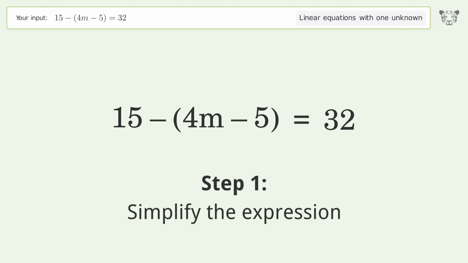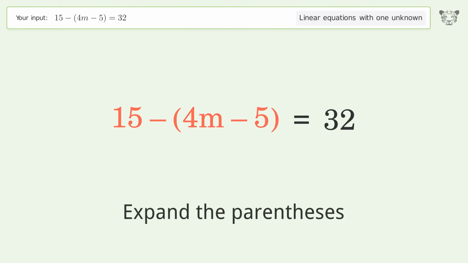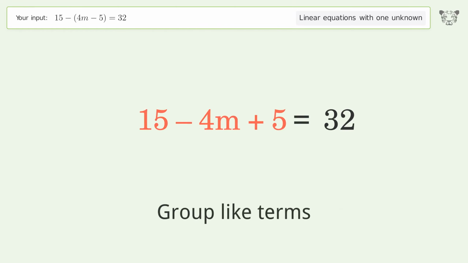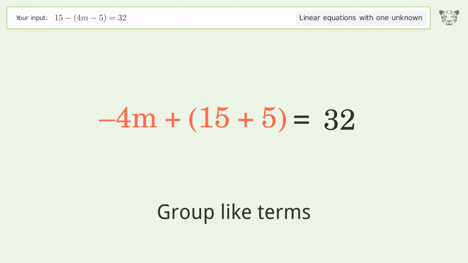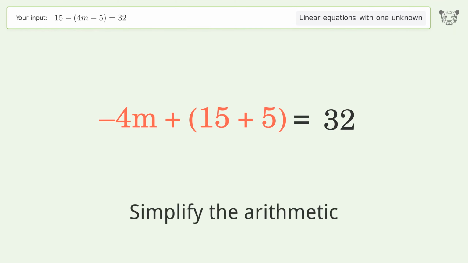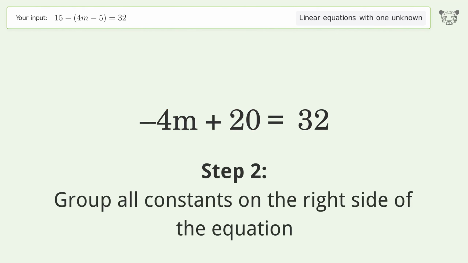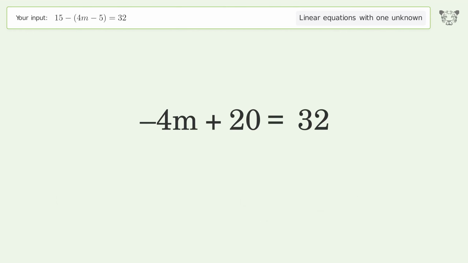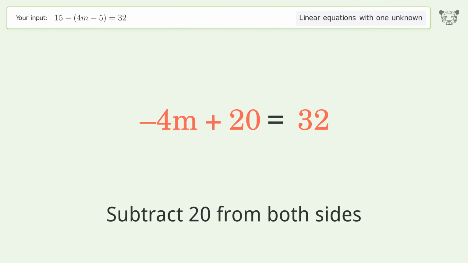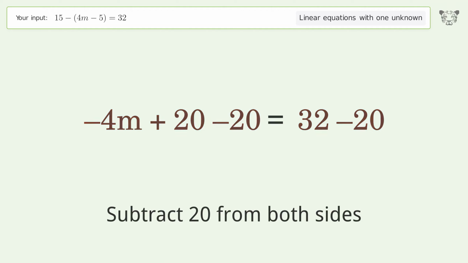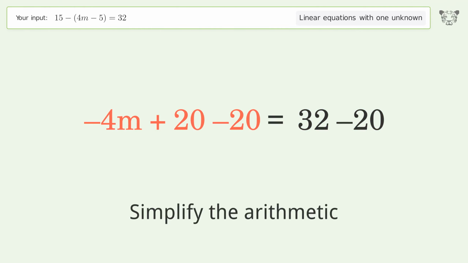Simplify the expression. Expand the parentheses. Group like terms. Simplify the arithmetic. Group all constants on the right side of the equation. Subtract 20 from both sides. Simplify the arithmetic.